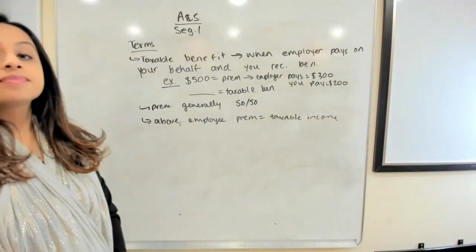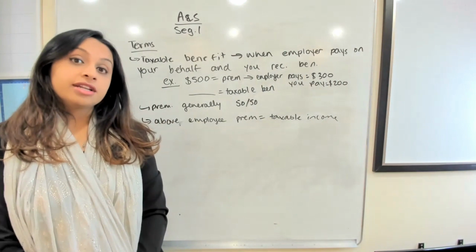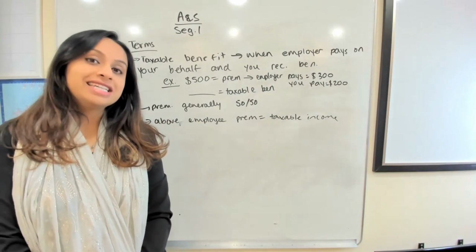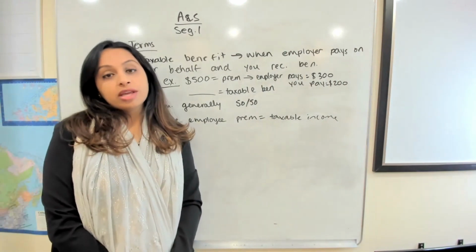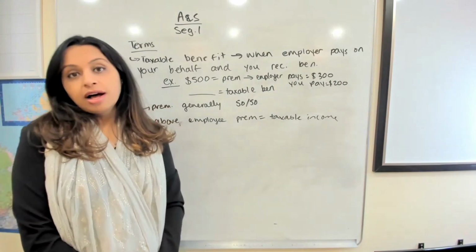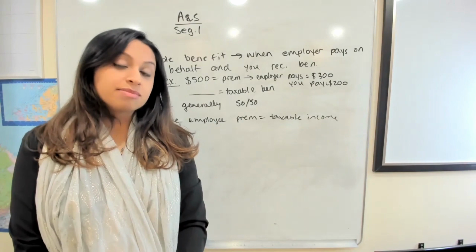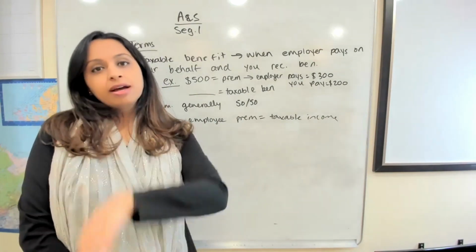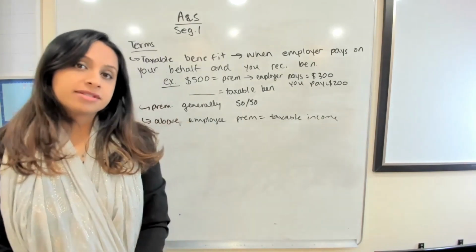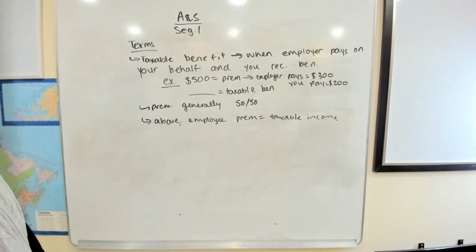So today we're moving on with our first segment, and in our first segment, we're going to be looking at some of the key terms, and also we'll be looking at riders. There's a lot of riders that the book covers that can be added on for accident and sickness policies. So we'll split that up into a couple of different segments. All right, so let's go ahead and get started.